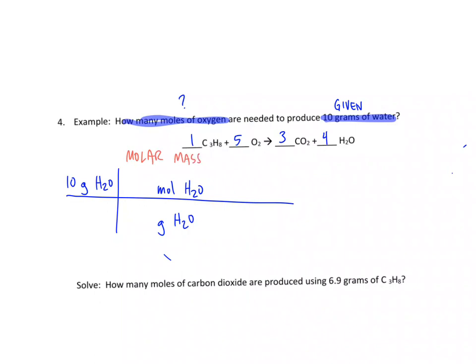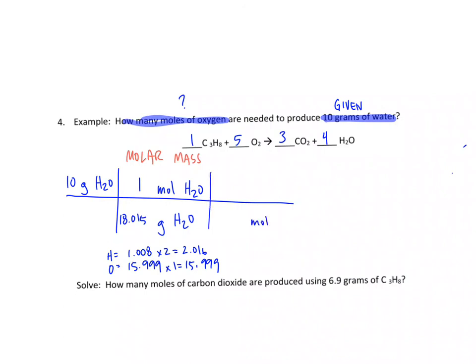Okay, so that means 1 mole of water is equal to how many grams of water? So you have to add up the mass of 2 hydrogens plus 1 oxygen. So 1.008 times 2 equals 2.016. Oxygen is 15.999 times 1 is 15.999. And when I add those two together, I get 18.015 grams of water.